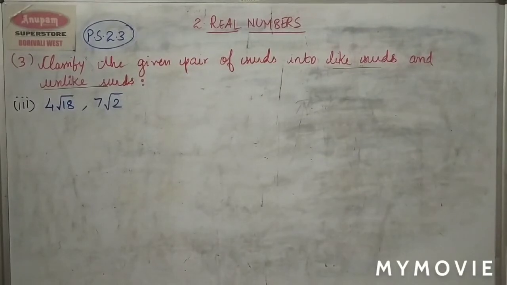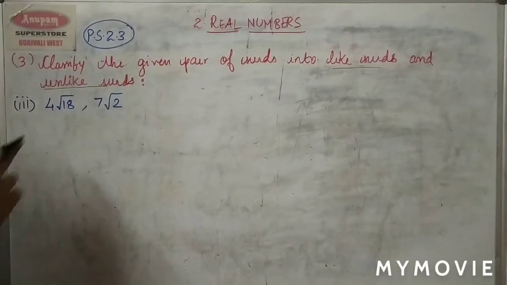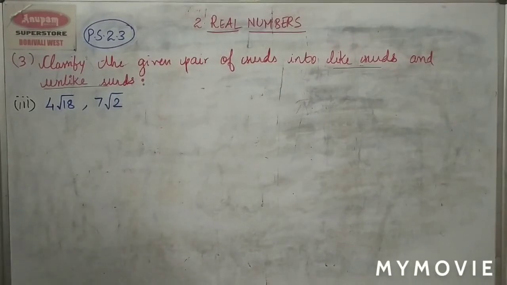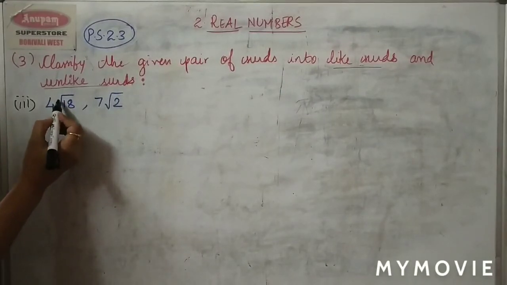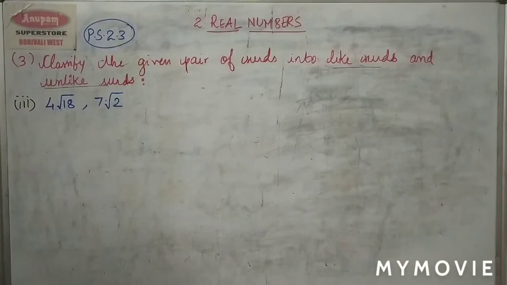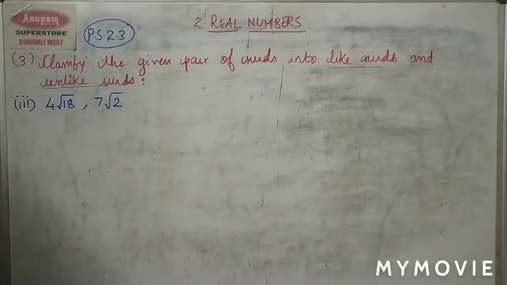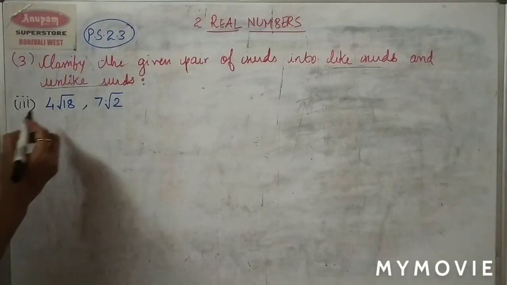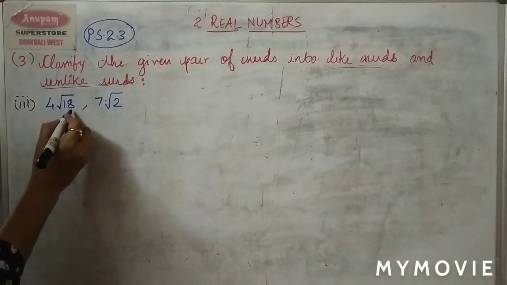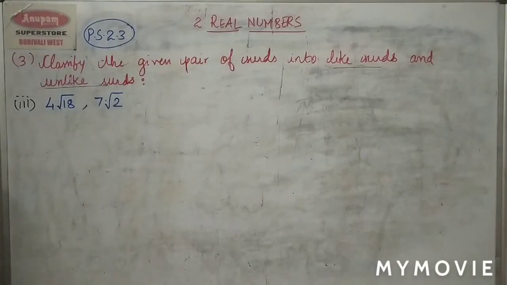Let us check the next example: 4 square root of 18 and 7 square root of 2. So here, if we see, the orders are similar. Now what about the radicands? The numbers inside this root sign, the radicands, are different. So first we need to reduce this. We need to solve this properly. So I'll find out the square root of 18. Once I find the square root of 18, we'll try to solve this.